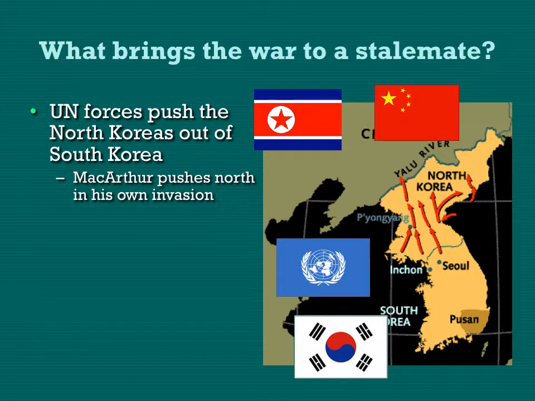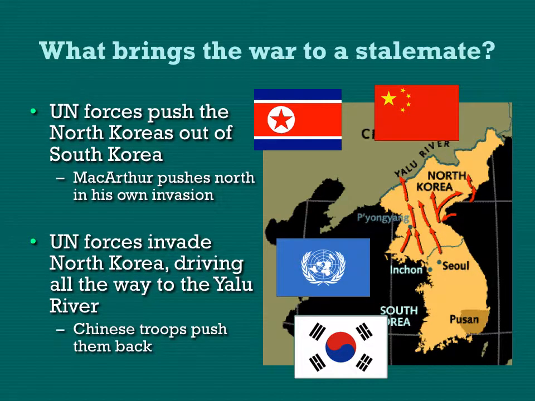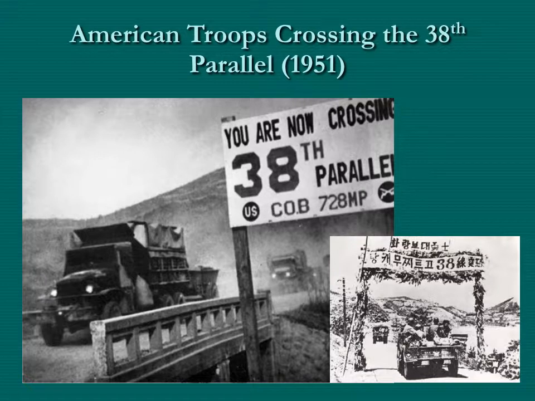MacArthur decides to take the fight to the North Koreans. He invades North Korea, pushes the North Koreans all the way to the Yalu River, which is the river that divides China from North Korea. And it's at this point that we see the war take another turn. MacArthur wants not to invade China, but he does want to bomb strategic sites, bridges, power plants that are on the Chinese side of the river. And when President Truman refuses to do this, we see China kind of jump into the war and start to push the UN back. So we get through the 38th parallel.